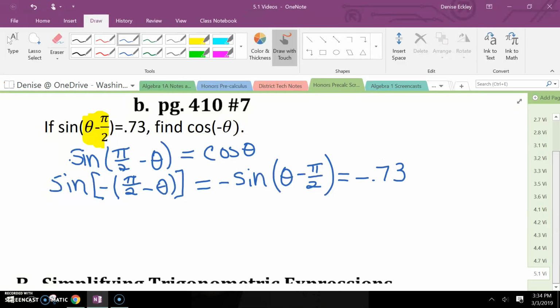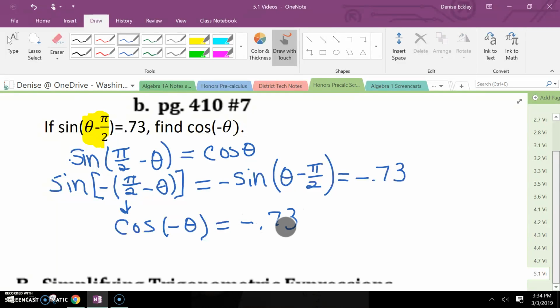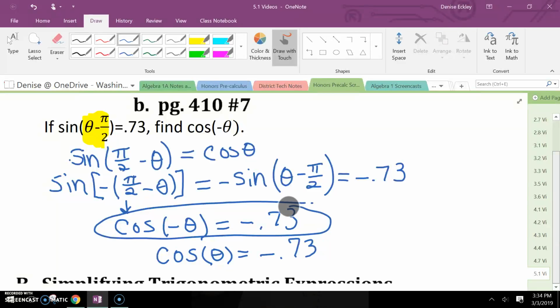Now, since on the other side we have a negative angle, this is going to give us cosine of negative theta, because we have the opposite. So that's going to equal negative 0.73. But cosine is an even function, so cosine of negative theta is the same as cosine of positive theta. So cosine of negative theta and cosine of positive theta is going to be negative 0.73, which is the one we want.